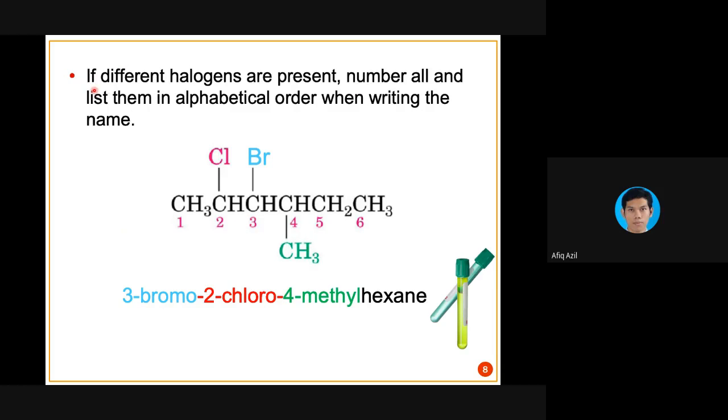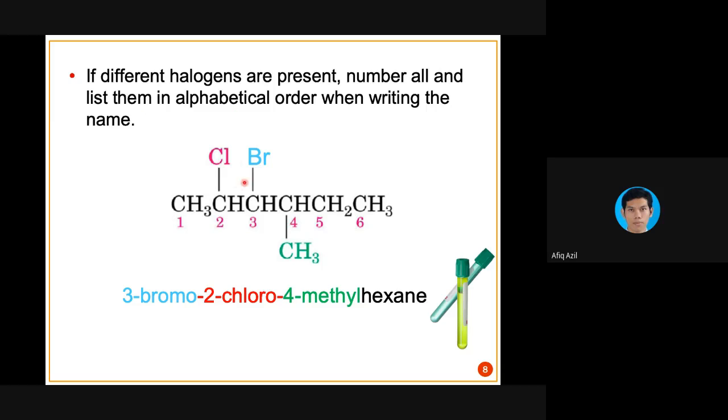if different halogens are present, okay, so there are 4 halogens just now. Okay, you have fluorine, chlorine, iodine, okay, and bromine. So number all and list them in alphabetical order when writing the name. So this is the last part, which is when you want to write, you write all of the substituents in alphabetical order.